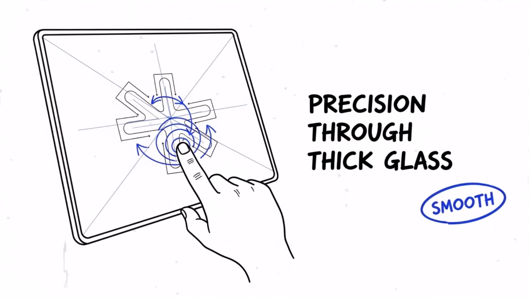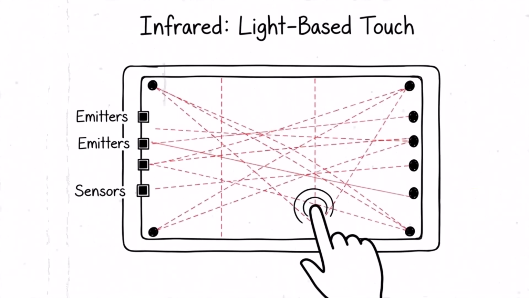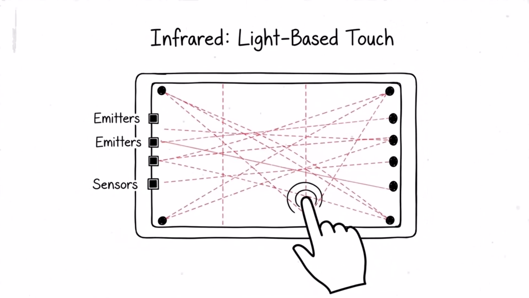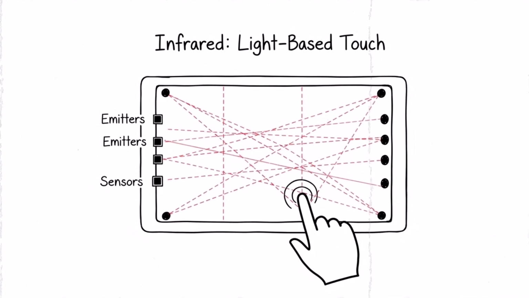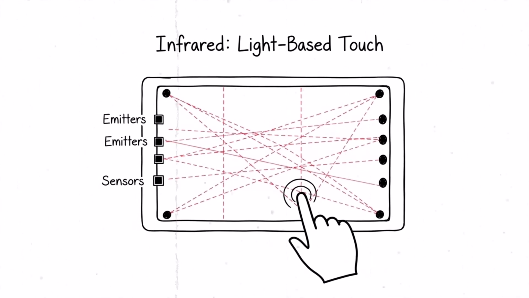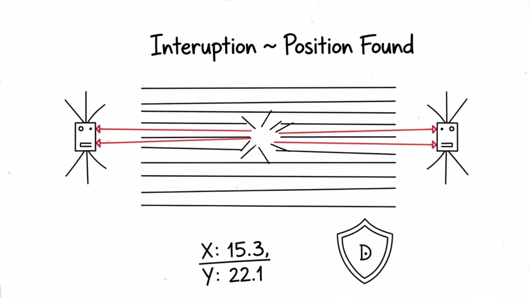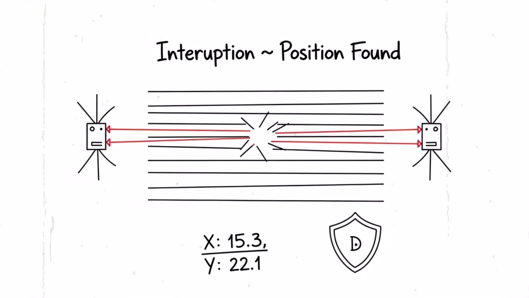Next is surface acoustic wave technology. Surface acoustic wave screens use ultrasonic waves that travel across the surface of the glass. Transducers generate sound waves, and receivers detect them. When you touch the screen, you absorb part of the wave. This disruption is measured and converted into coordinates.